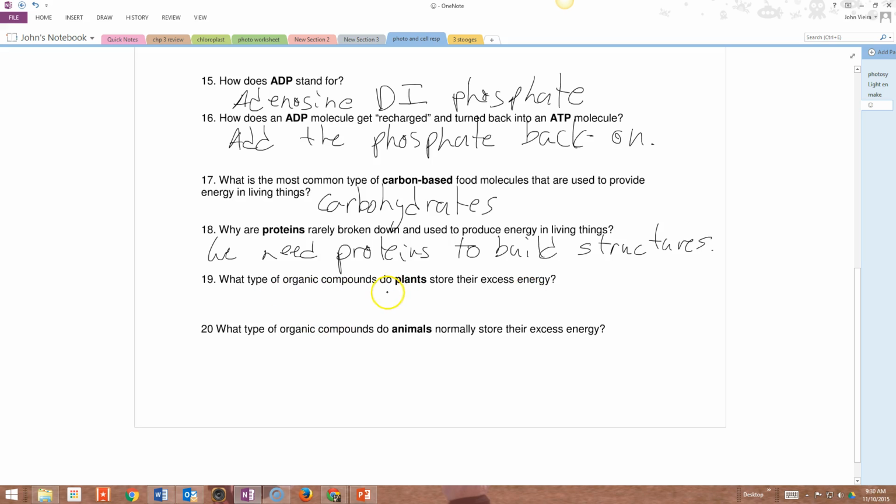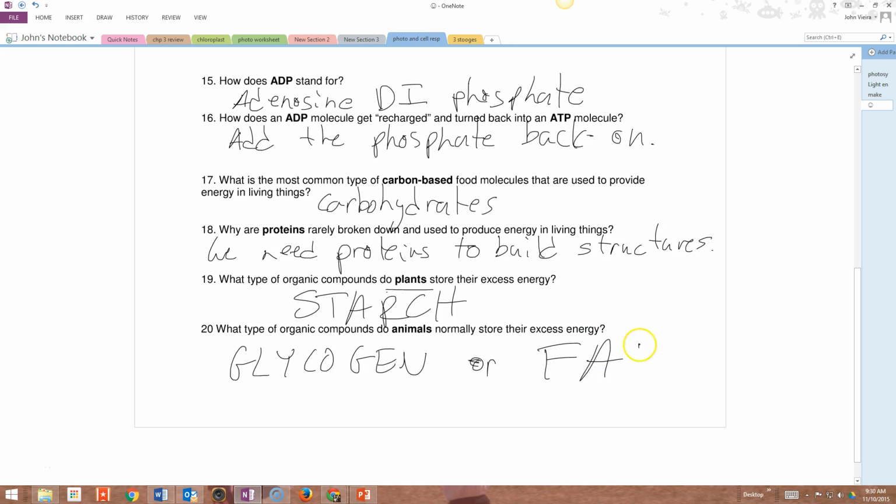In what type of organic compounds do plants store their excess energy? In what type of organic compounds do animals usually store their excess energy? Two answers to this. Glycogen, but when that runs out, or, you guessed it, triglycerides, fat. Bam, 13 minutes.